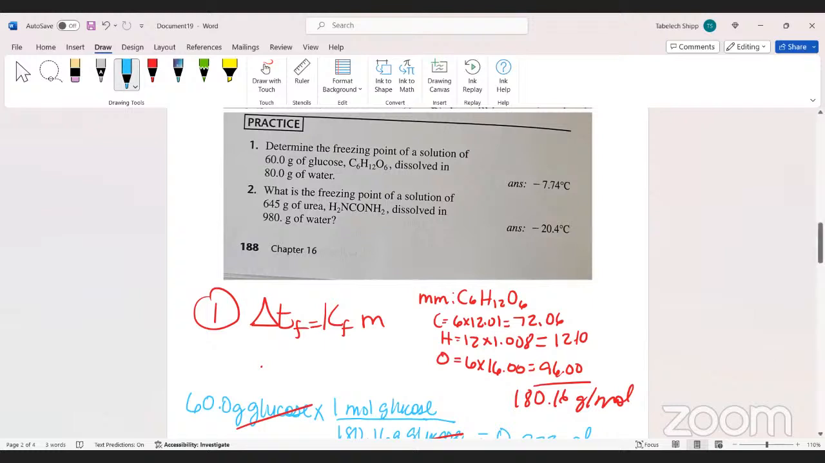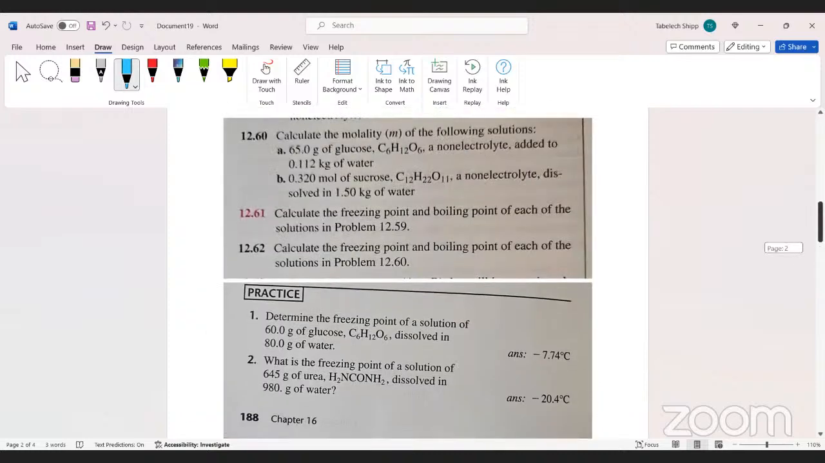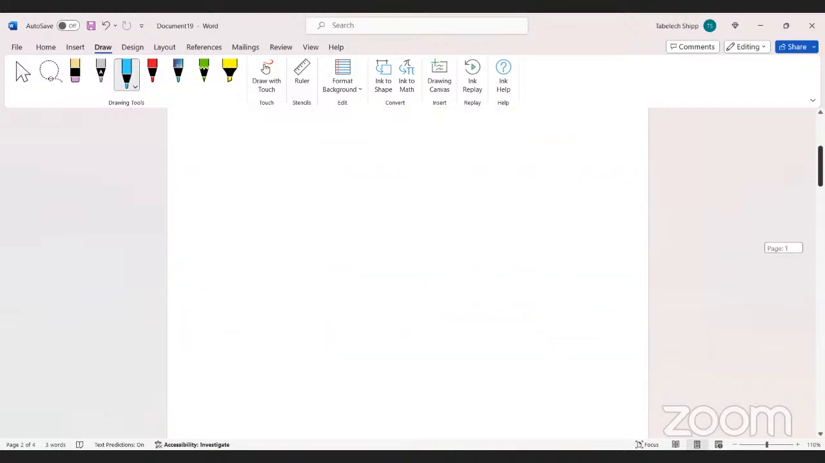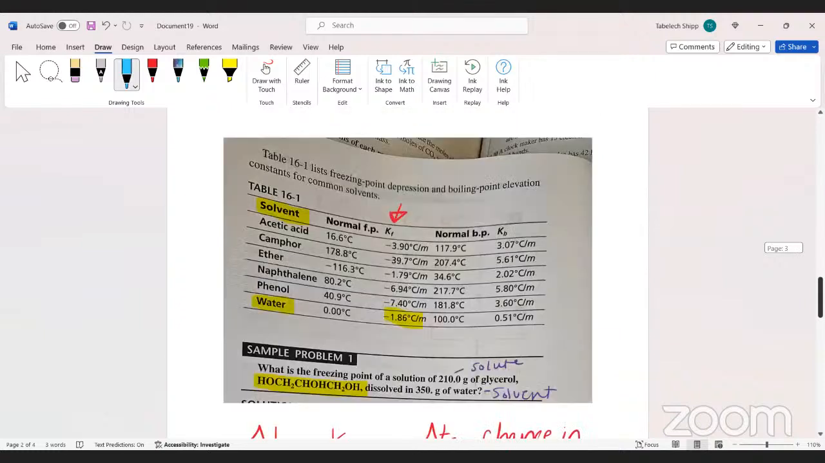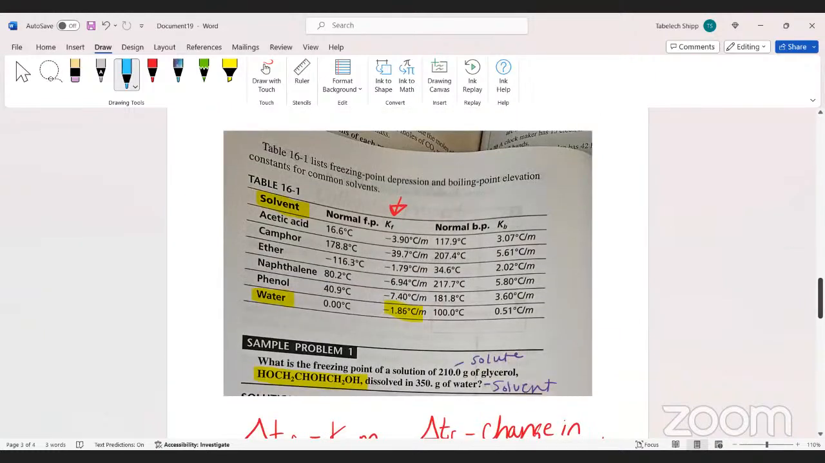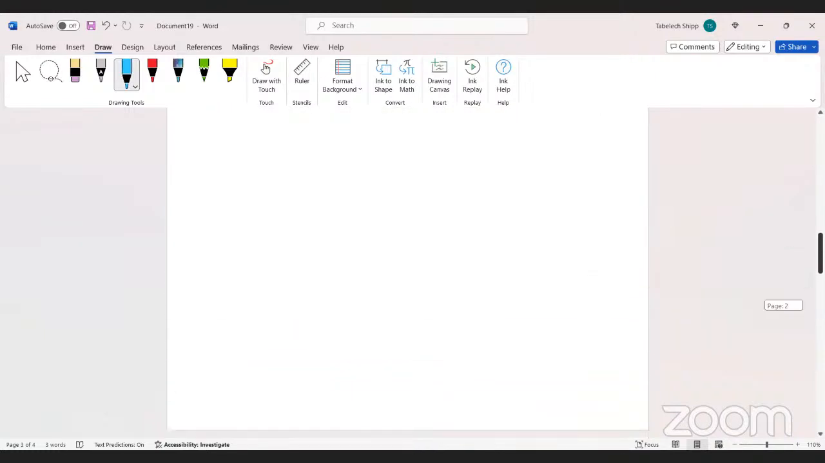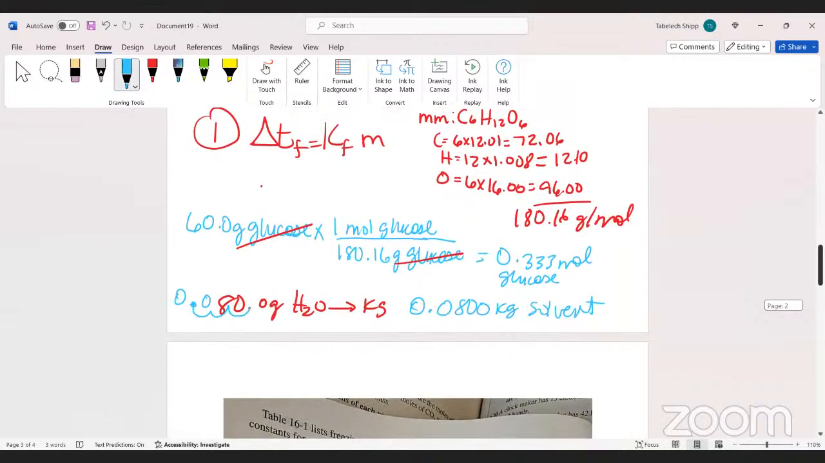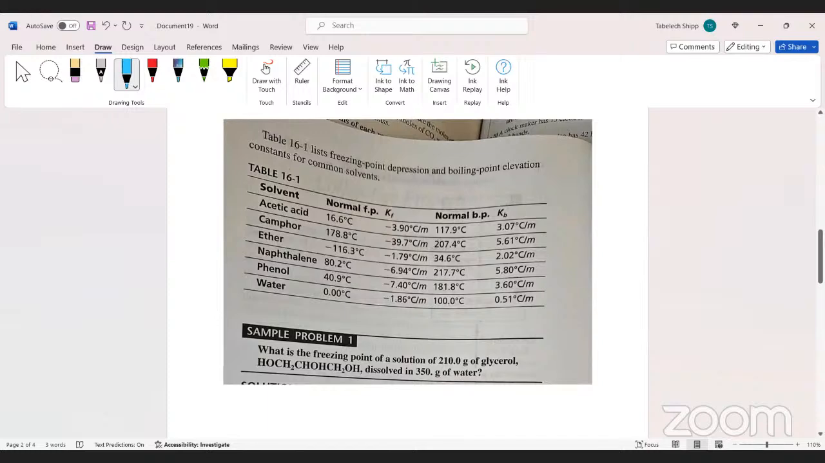Because remember, we have to use the value for our freezing point for water. Going back up here, that negative 1.86, okay? So what we're going to do is plug that in right here.